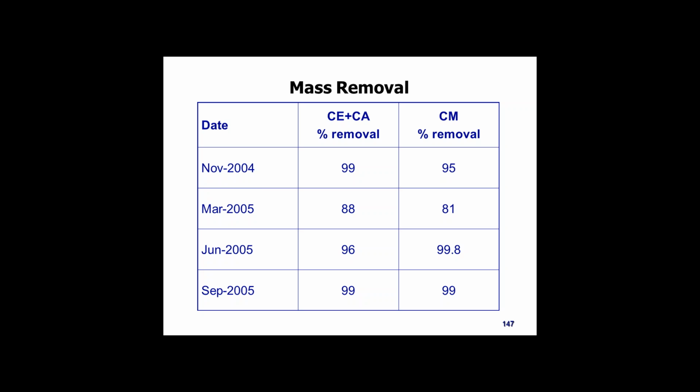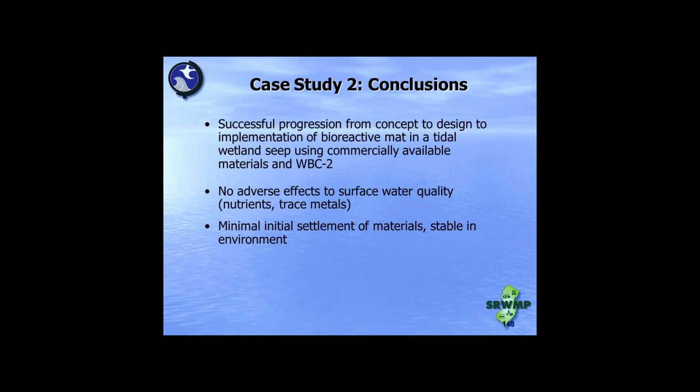You might note that the levels of removal dropped slightly in March. That also showed up in the data regarding generation of gases. The reason for that, colder temperatures in the winter. But again, pretty effective removal through this strategy. And just some conclusions from that. Actually, I think a very successful and very elegant demonstration of a concept into a final remedy.